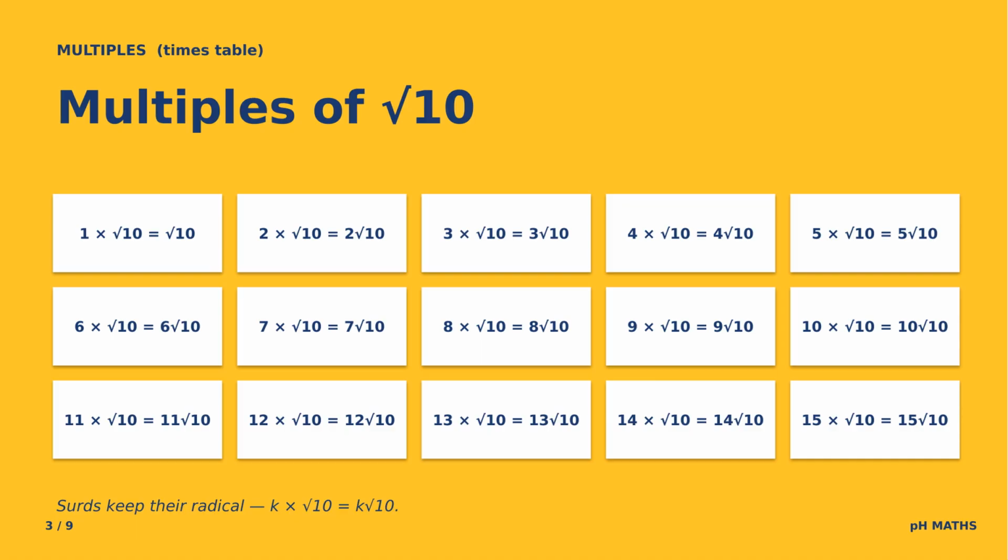Multiples of root 10: root 10, 2 root 10, 3 root 10, 4 root 10. Standard surd handling: k times root 10 equals k root 10 in radical form. Don't decimalize unless the question demands it. Root 10 is the kind of surd that often pops out of Pythagoras questions or as the answer to a logarithm question at A-level. Keep it symbolic.